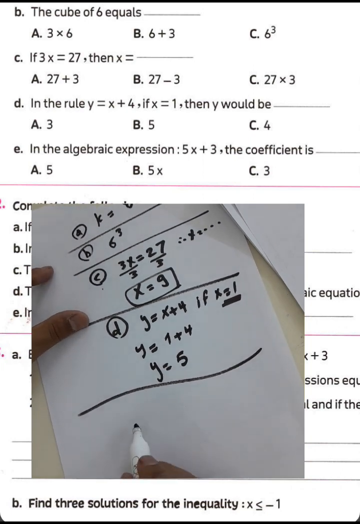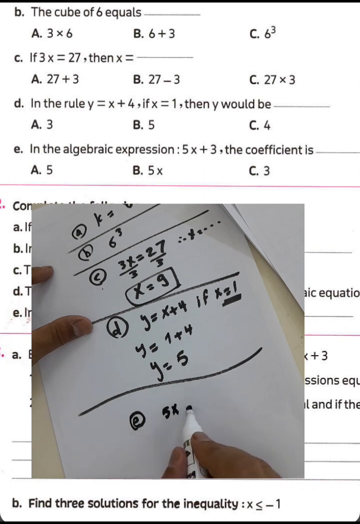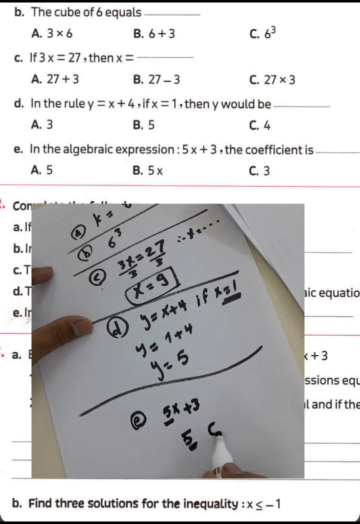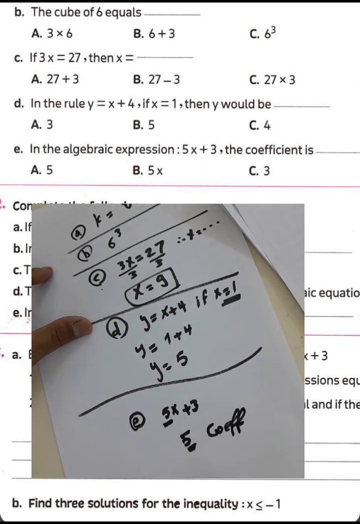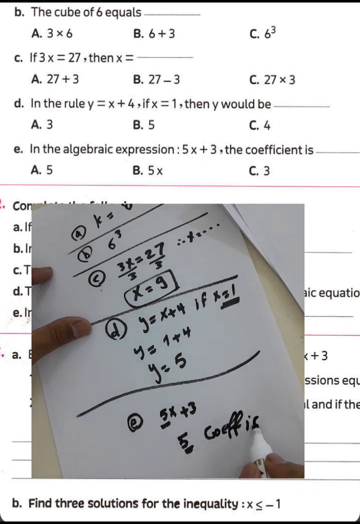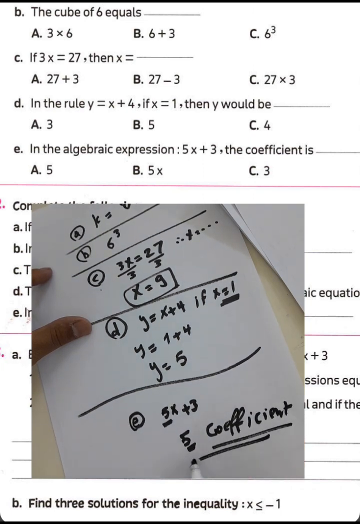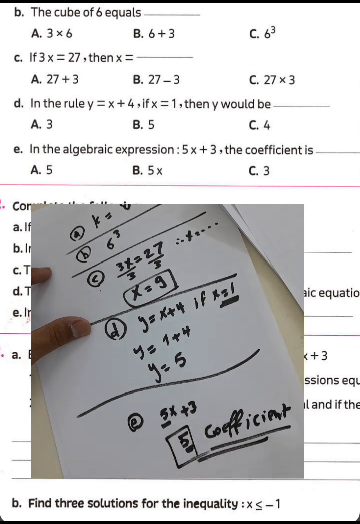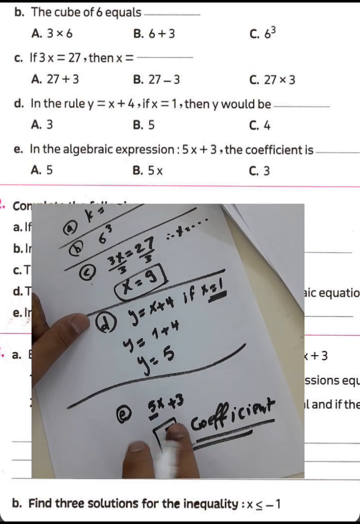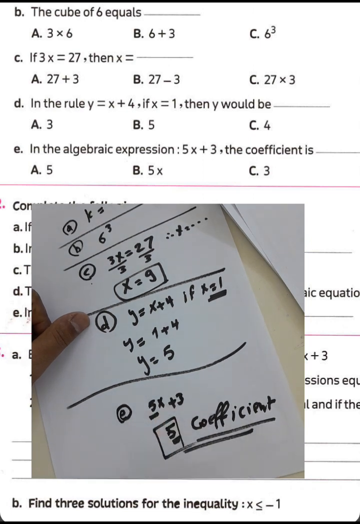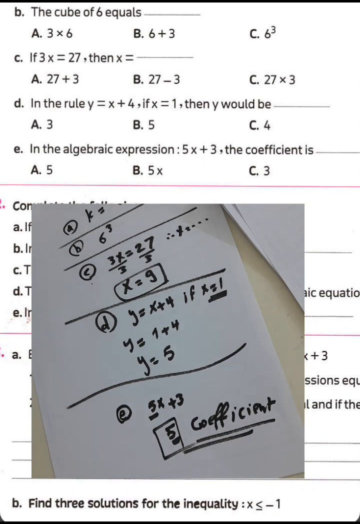Question letter E. In the algebraic expression 5x plus 3, the coefficient here is 5. 5 we call the coefficient, and 3 we call the constant. In this expression we have two terms: 5x, the product of 5 and x, added to 3. The coefficient here will be what? Will be 5. Choose letter A.